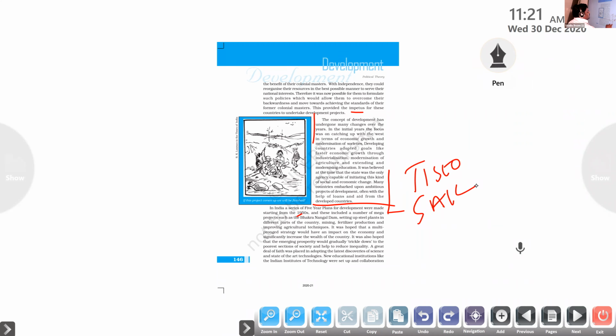SAIL, Steel Authority of India Limited, is another one by the government of India. Fertilizer production, FACT, that's in Kerala, one fertilizer production company. Mining activities, mining of coal, mining of different minerals, metals. Okay, fertilizer production and improving agriculture techniques, and started improving agriculture techniques by the Green Revolution.